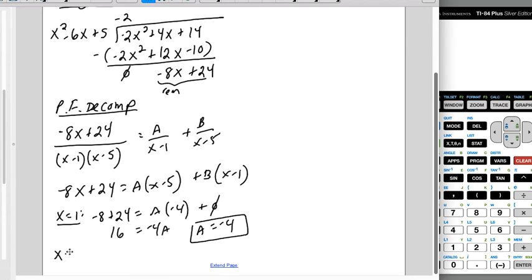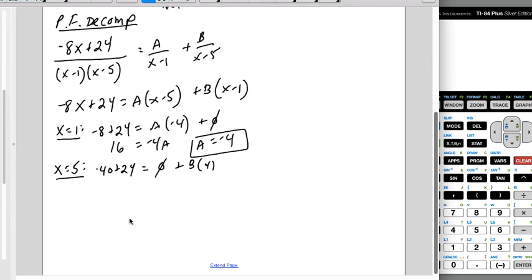Next, I'm going to plug in x is 5. And when I do that, I'm going to get negative 40 plus 24 equals a 0 where the A was, plus a B times a 4. So I seem to get negative 16 equals B times 4. I think we get that B is also negative 4.